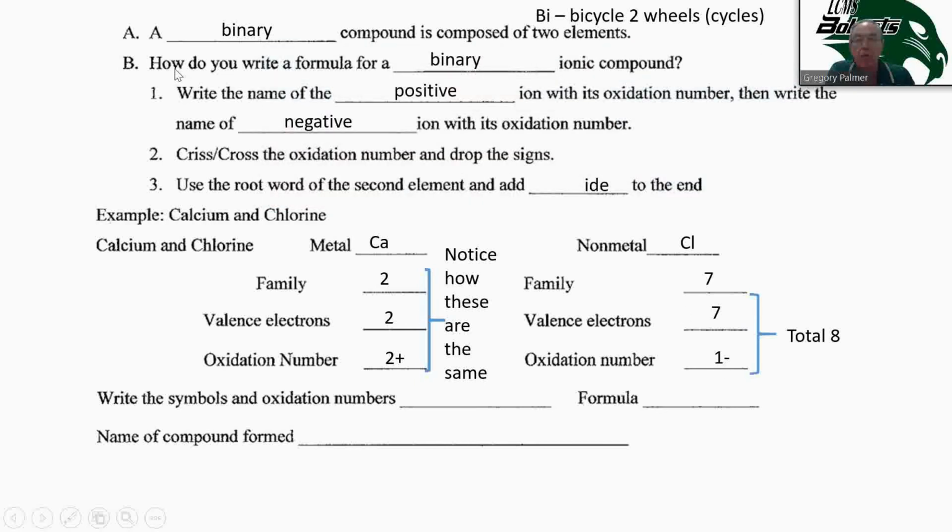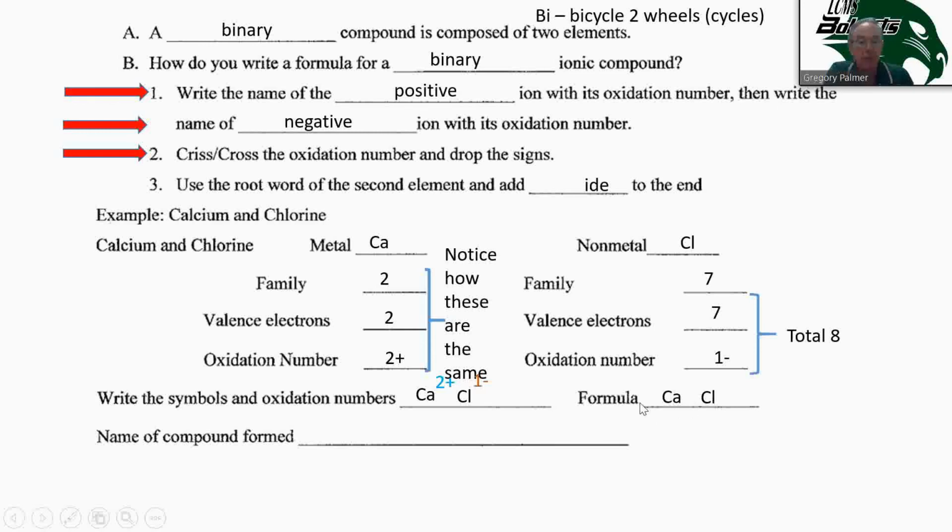Now, let's look at the rules for writing the name. It says write the name of the positive ion with its oxidation number. So we're going to write the symbol for the positive ion with its oxidation number, and the oxidation number always goes up above. It's called a superscript. It says then write the name of the negative ion with its oxidation number. So we're going to write the chlorine with its oxidation number -1. Next step says crisscross the oxidation numbers and drop the signs.